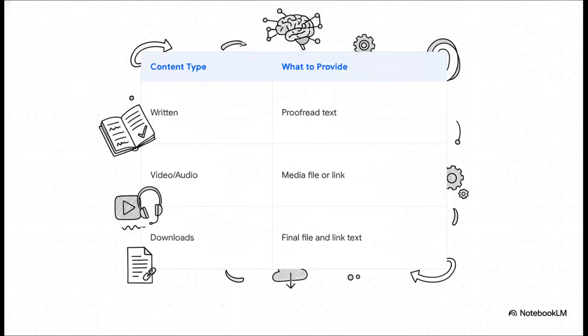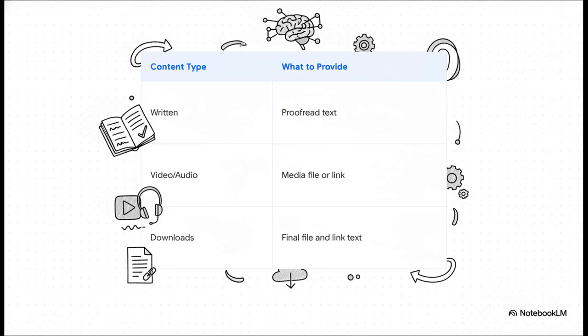Once you've got everything split up, you have to hand it over the right way. Please, whatever you do, don't send your developer a messy draft and just say, hey, can you clean this up? For written content, they need final proofread text. For video or audio, give them the final media file or an approved link, plus exact placement instructions. And for downloads like PDFs or spreadsheets, they need the final file and the exact link text the learner is going to see.